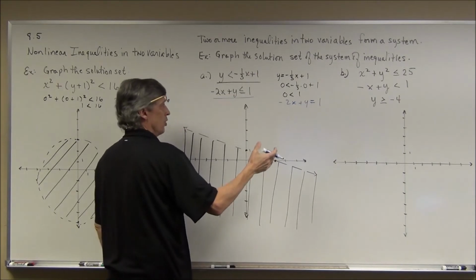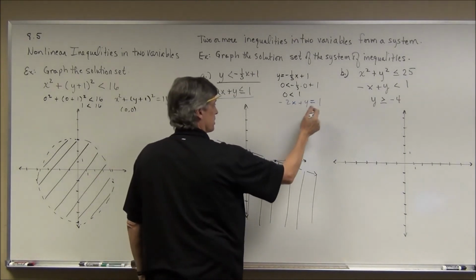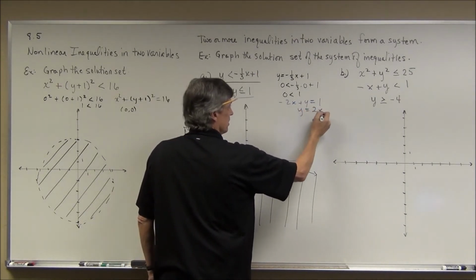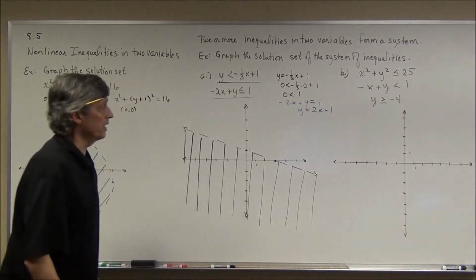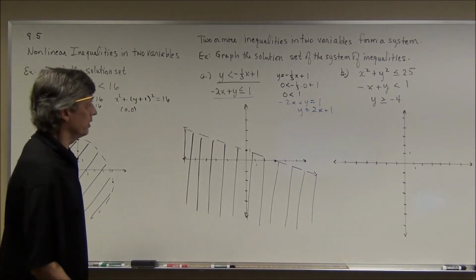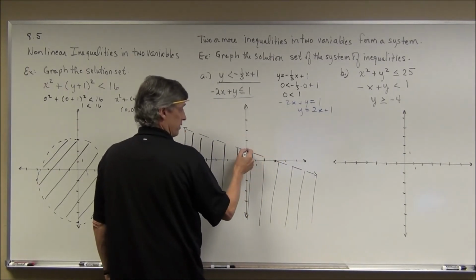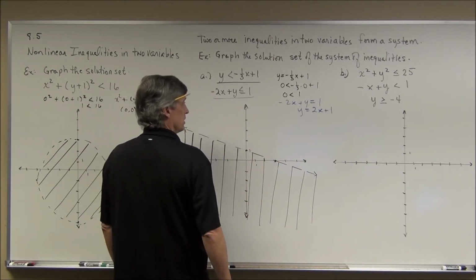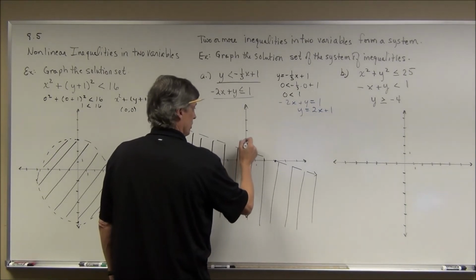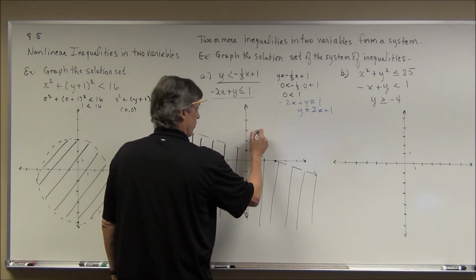And I'm going to put it in slope-intercept form by adding 2x to both sides. What's convenient about that is now I know what my slope and my y-intercept are. My slope is 2, my y-intercept is 0, 1. They happen to have the same y-intercept as the first one. My slope is 2, which is like rise over run, 2 over 1.